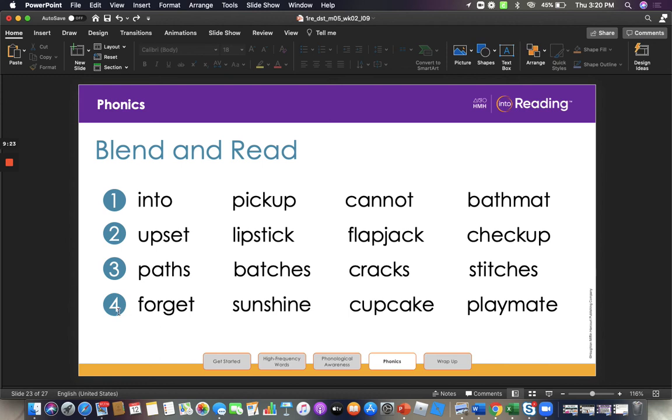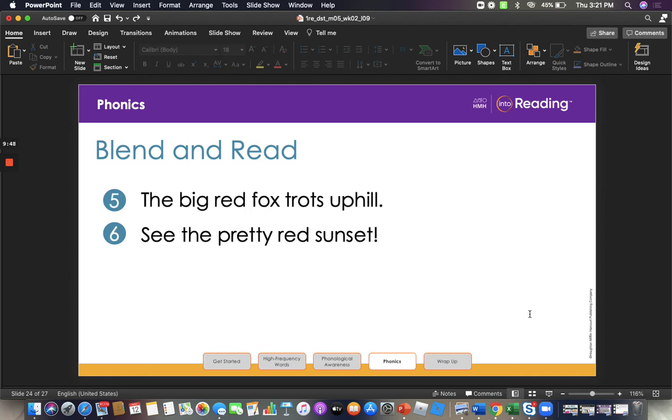Okay, and then line four are some challenge words. Are you ready? Forget. Forget. Sunshine. Sunshine. Cup, cake, cupcake. Play, mate, playmate. And then here are our two challenge sentences.